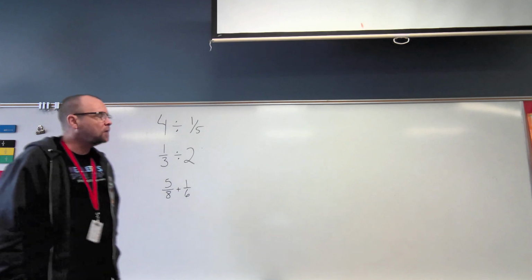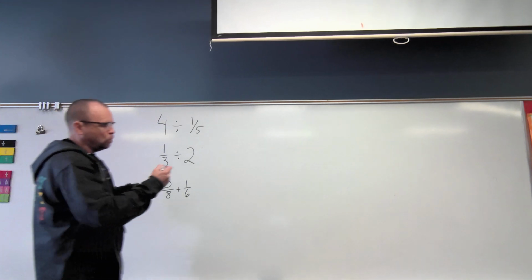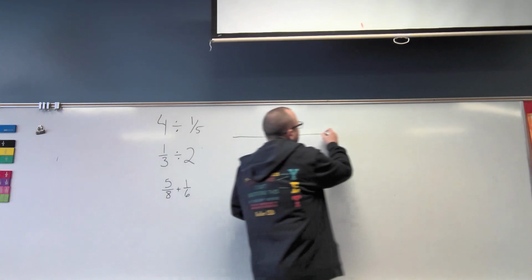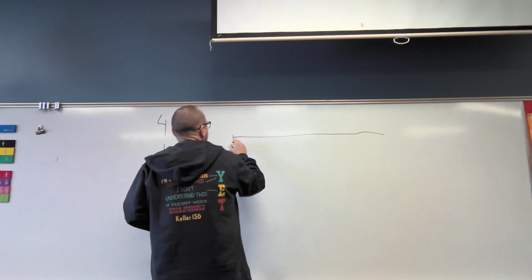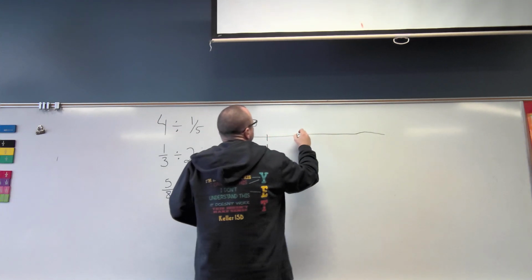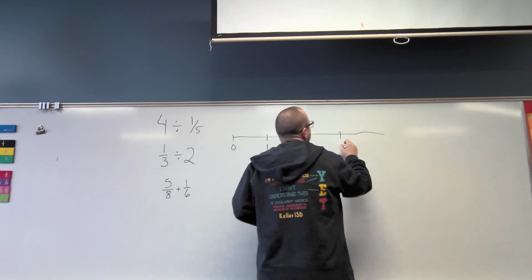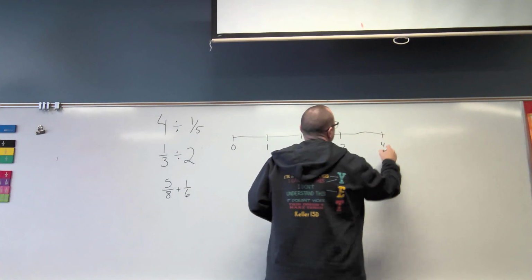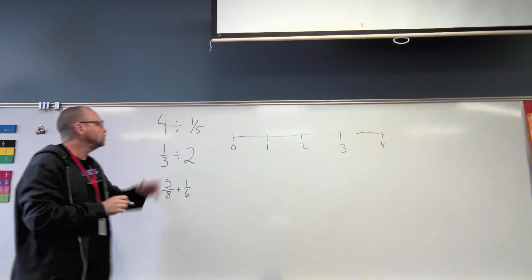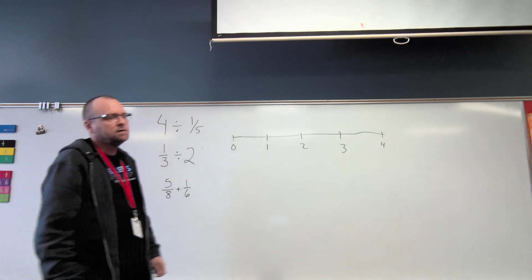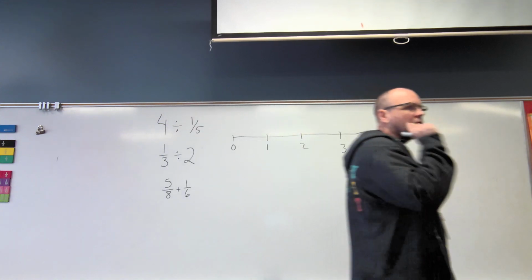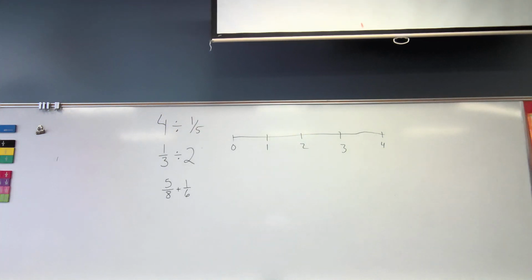All right, so our first problem, we have 4 divided by 1/5. Now, I can make my number line 1, 2, 3, 4. Okay, there are my 4 wholes because that's what I'm starting with. And since, according to the Magna Carta, I can make my number line however I want, I could leave it like this.